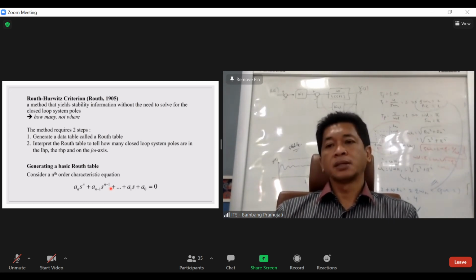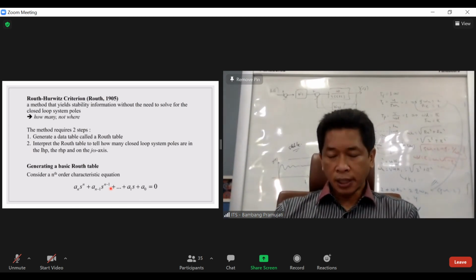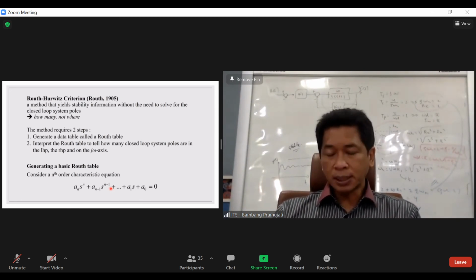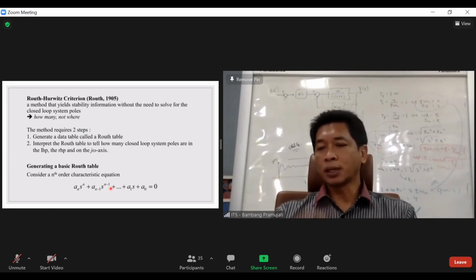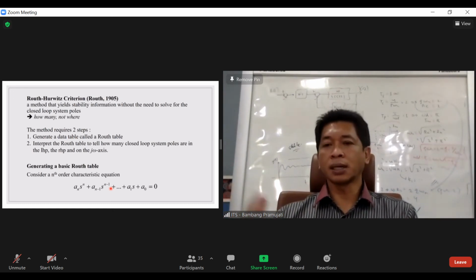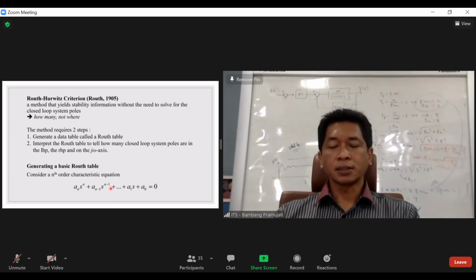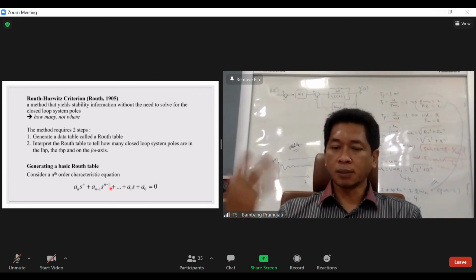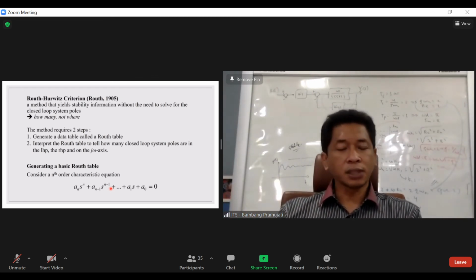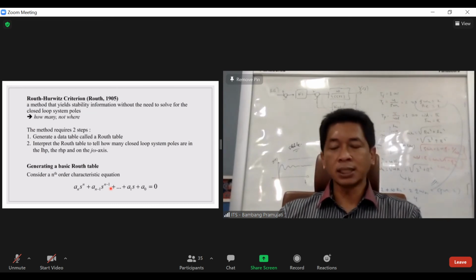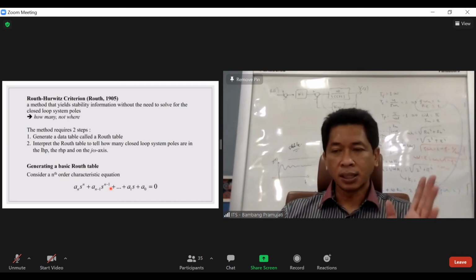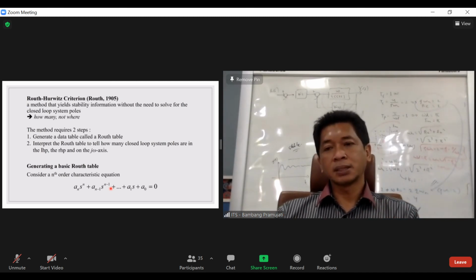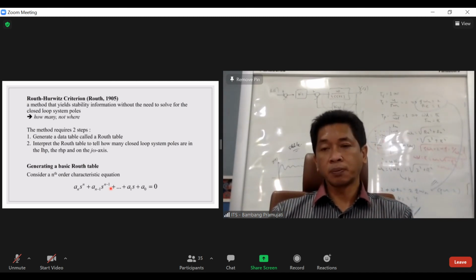on the left half plane, as well as on the imaginary axis, but it doesn't tell you the exact location of the pole. Ya, jadi cuma bilang saya punya 2 di kanan. 2 di kanan itu di mana? Who cares? As long as I have 2 on the right half plane, then my system is unstable. Atau saya semua punya pole di kiri. Who cares di kiri di mana? As long as di kiri, then my system is stable.